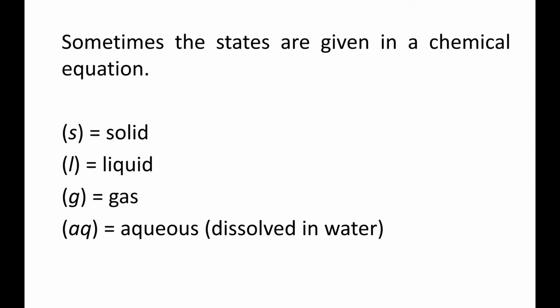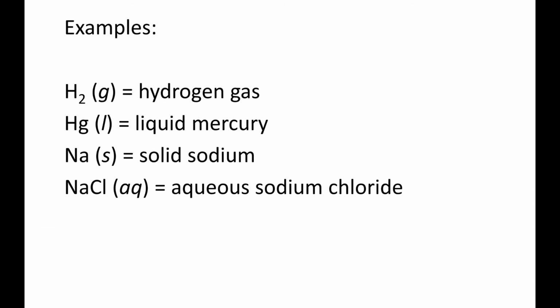Now, sometimes the states are given in a chemical equation. If you see an S, that means solid, L is liquid, G is gas, and AQ means aqueous, which is dissolved in water. Some examples: if you see H2 with a G next to it, that's hydrogen gas. Hg with an L next to it is liquid mercury. Na with an S is solid sodium. NaCl with an AQ is aqueous sodium chloride, which means the sodium chloride was dissolved in water.